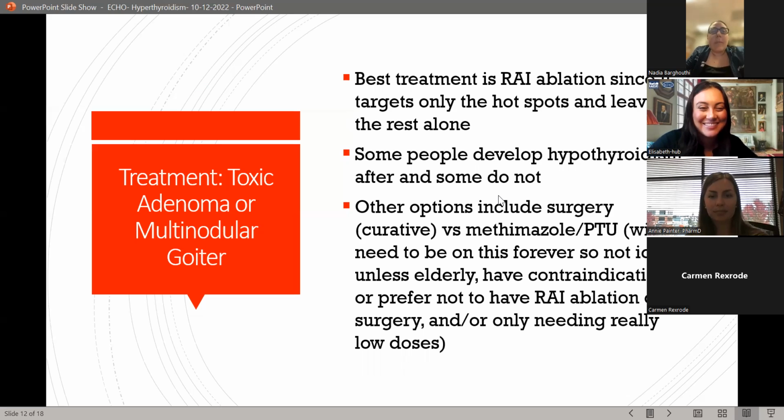Some people, if they have a bunch of thyroid nodules, will probably develop hypothyroidism after, but some people don't. Then you just kind of tell them it's hit and miss. If you're going to develop it, we'll start you on levothyroxine.